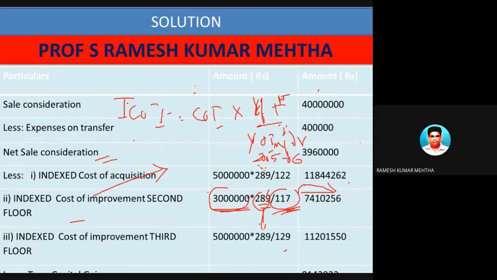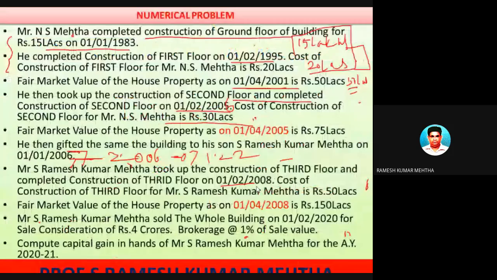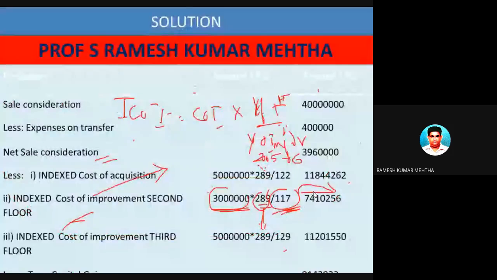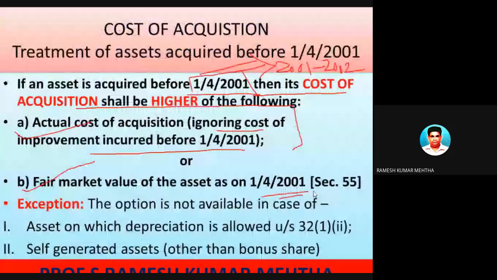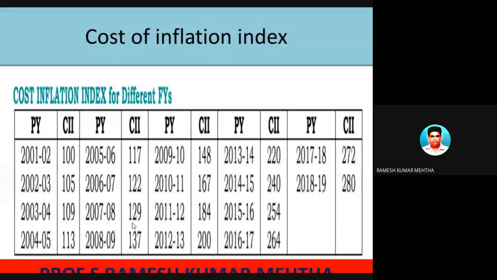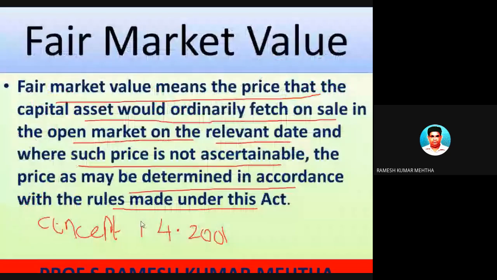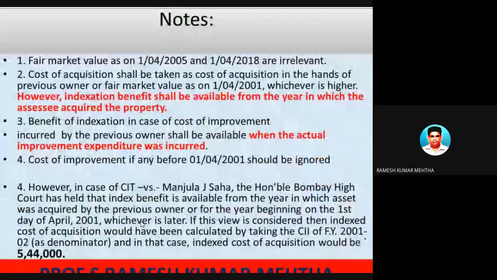Now the assessee has taken up a third floor construction, as shown in this particular PPT. In this slide, it is mentioned that the third floor was constructed. Okay, this you can consider as 9/1/2009. So in 2008-2009, what is the cost of inflation index of 2008-2009? We will see what the inflation index is. It is 137. So if it is 129, then we will consider it as 129 only. So it is 129. That is 2007-2008 only we will consider.